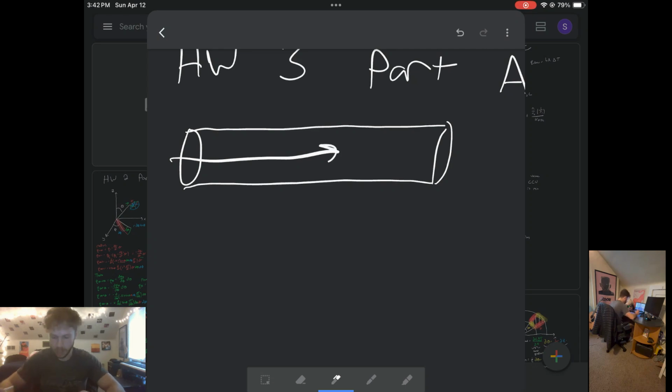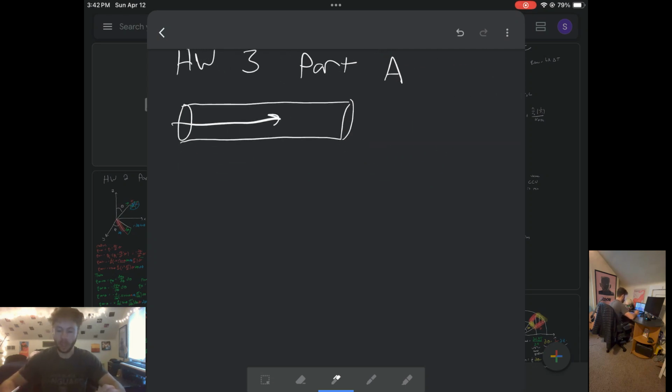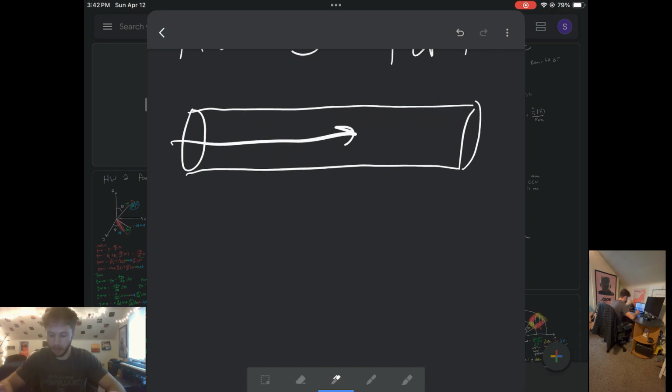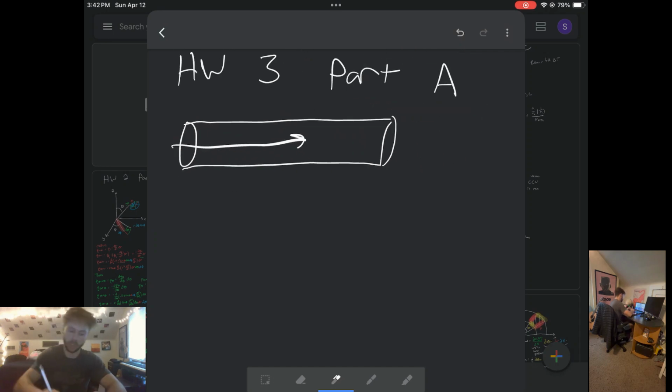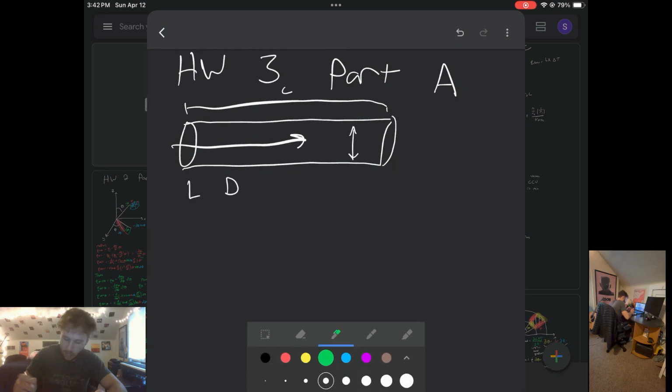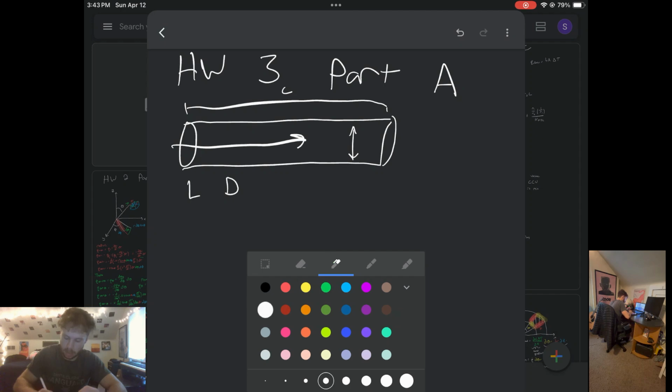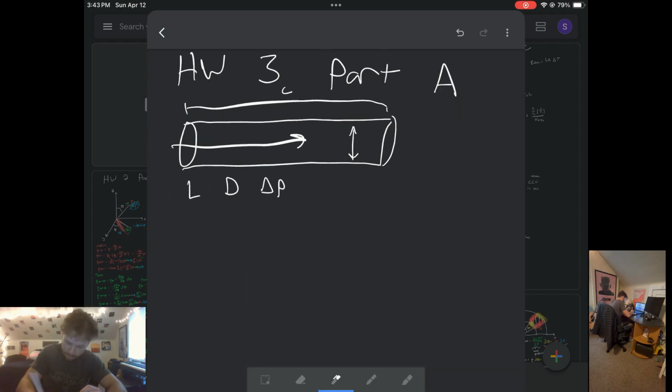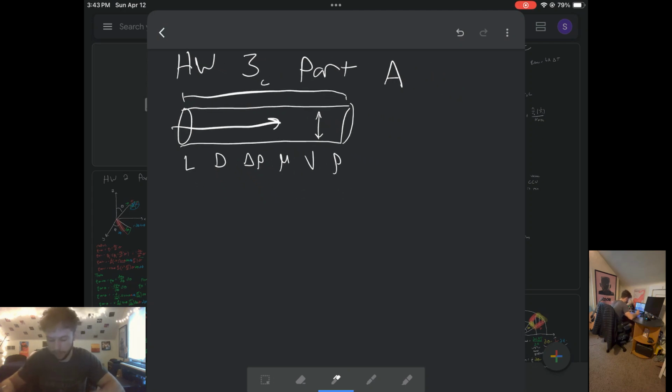So, to describe the flow of our fluid, we can use 6 different physical processes. Our first and most straightforward will just be the length of our pipe here. We'll also use the diameter of our pipe, as well as our change in pressure, the fluid's viscosity, how fast it's moving through the pipe, so our velocity, and the density of our fluid.